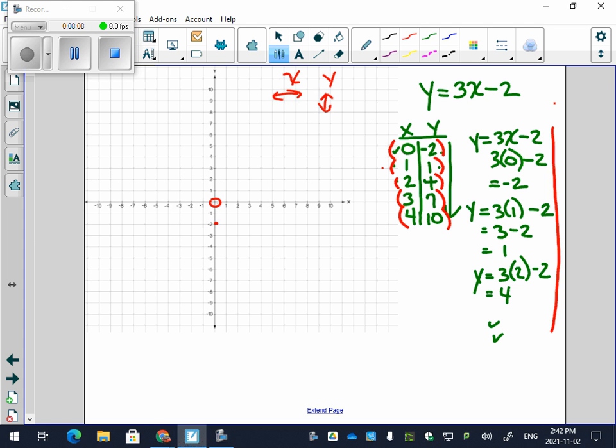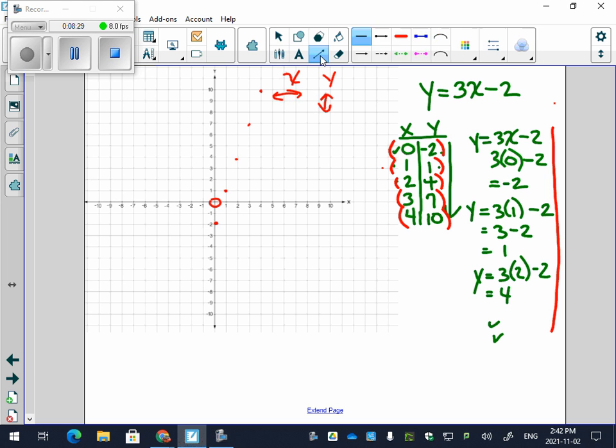The second point is 1, 1, so I go over to +1 and up to +1. There's my second point. And as you follow along, you can see 2, 4, 3, 7, and I can just get 4, 10 right there. I think that's the end of my graph.